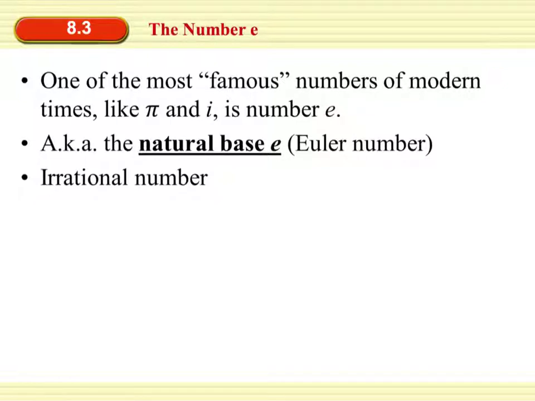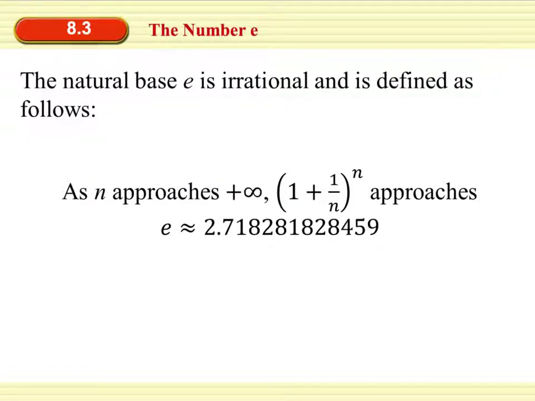Now, e is also known as the natural base e, or the Euler number, and this is an irrational number. And because it is an irrational number, it is defined as the following. We're told that as n approaches positive infinity, then 1 plus 1 divided by n, raised to the nth power, is going to approach e, which is approximately 2.7182. And you can see the rest of it.